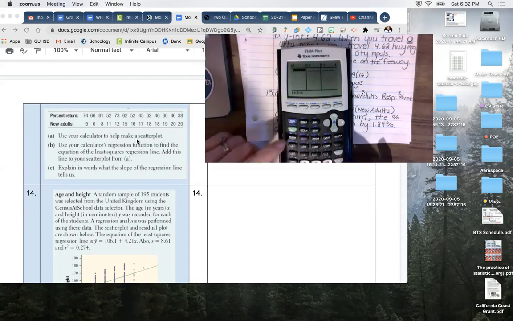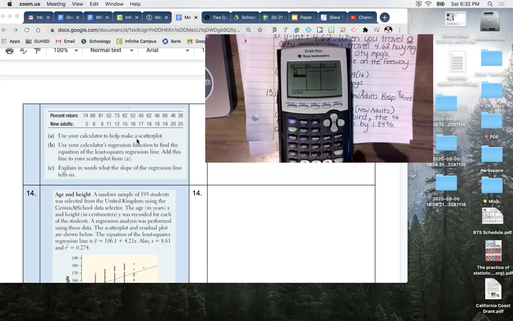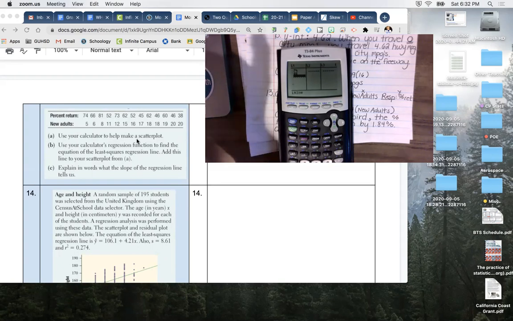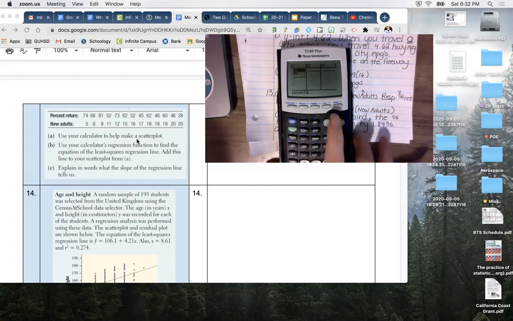So my percent return, I have 74, 66. Oh, you know what? I'm catching myself because I started to realize that my explanatory variable in this one is definitely not percent returned. My X value is the number of new adults. The number of new adults is going to predict how many return. So they tried to trick me here. My X value is actually going to be the lower number, so the new adults.